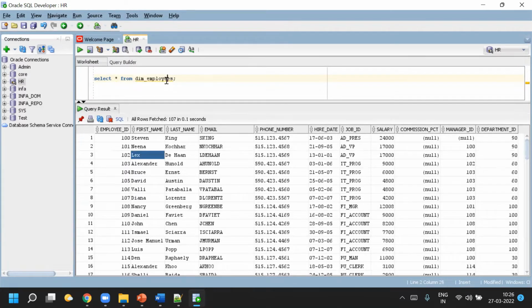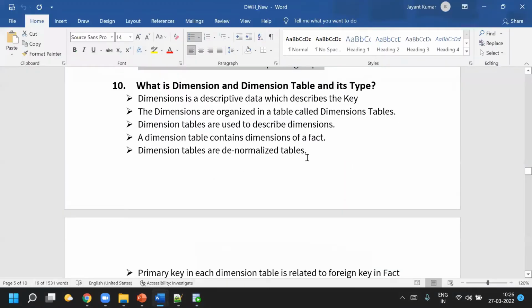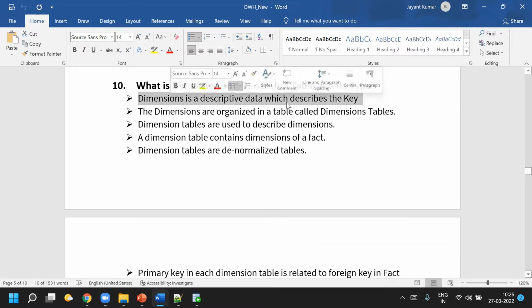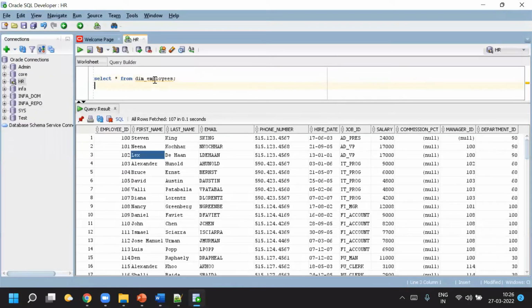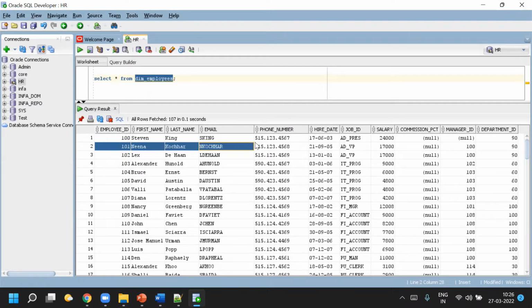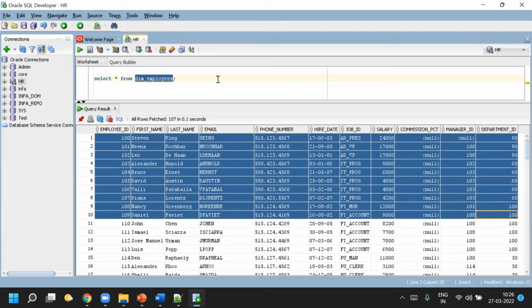Okay, so employee is a table. A dimension table means this is a table in a data warehouse or in a database. So a dimension is descriptive data which describes the key. Descriptive data means detailed data, and describing the key means describing what we want to get details about. So I mean to say that if dim underscore employee is a dimension table, then it is describing the full organization's employee details. Okay, so that is what it means.